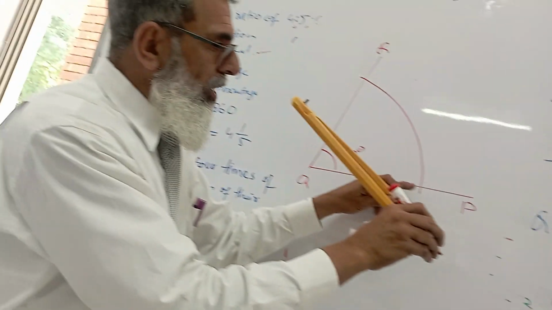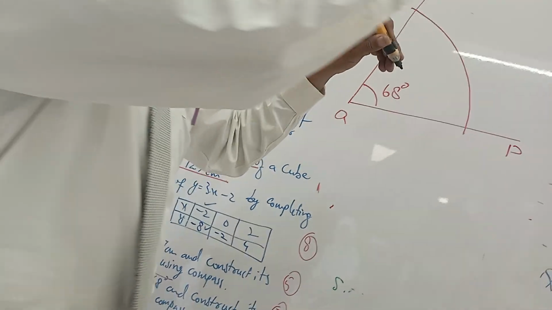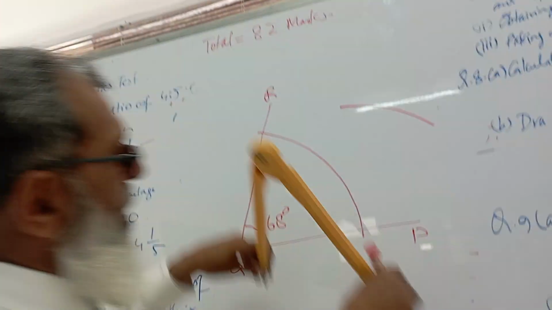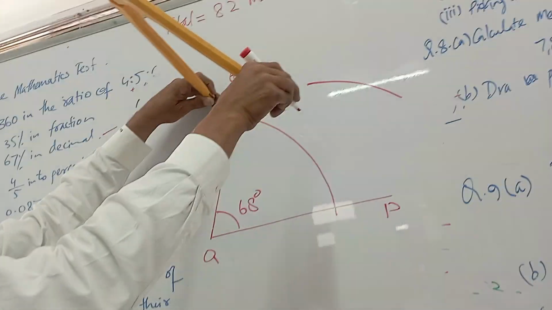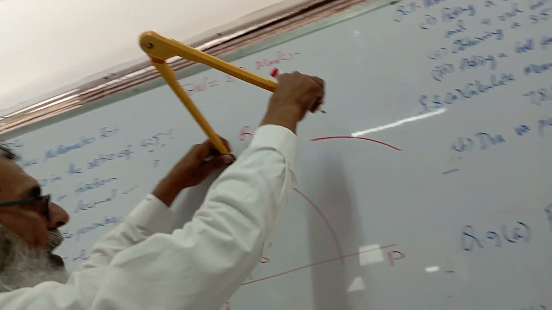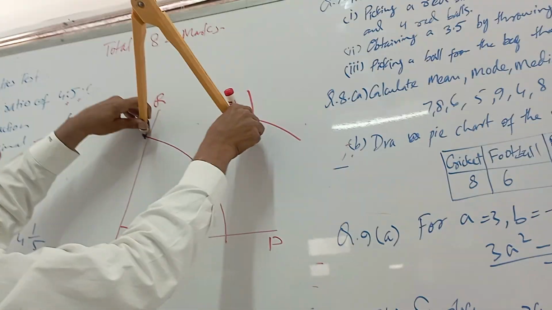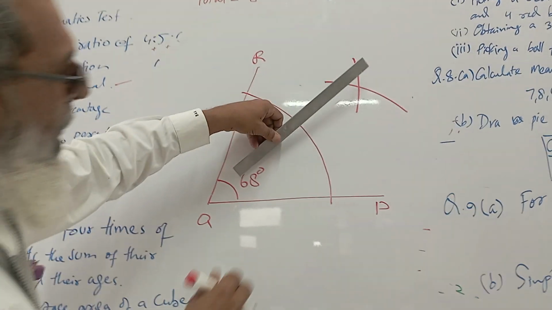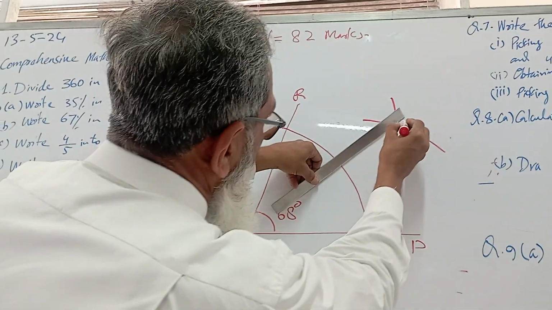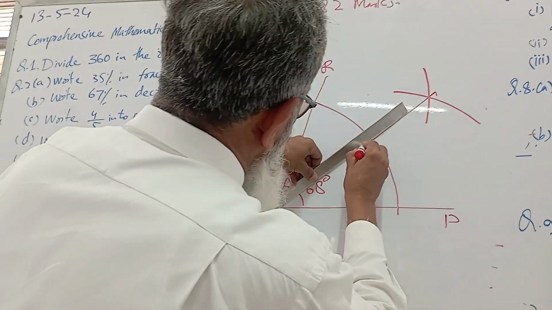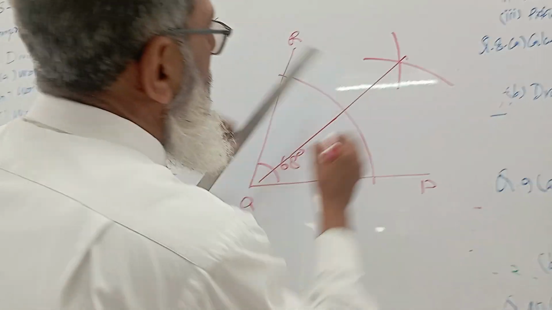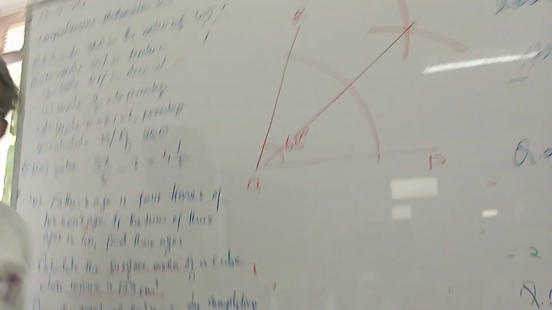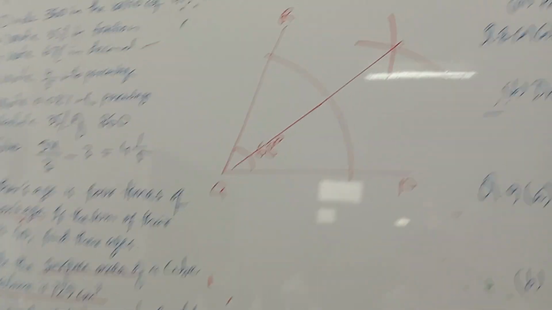Now, when it is touching the line from here, we'll be making another arc here. And from there, on the other side, the other arm, where this is touching the arm, from here we are making another arc, which is touching the previous arc. So this arc is intersecting at a point, and we are joining this with the center from where we started. And this is your angle bisector. So that is how we make an angle bisector using a compass.